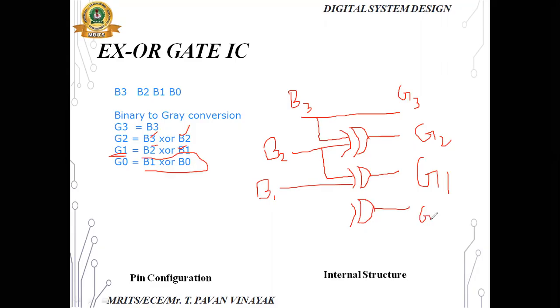So here G0. B1 is available here, directly. Next B0. So this is the XOR gate, binary to gray conversion.